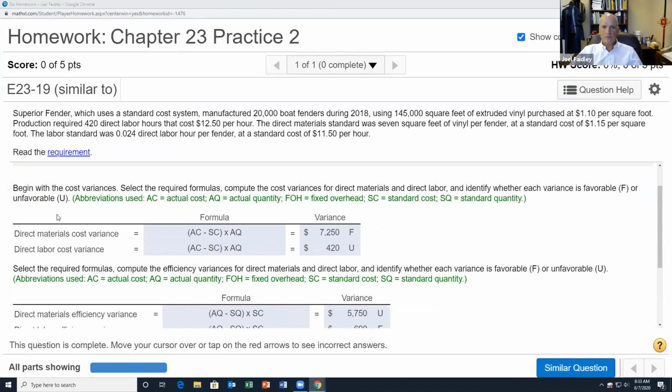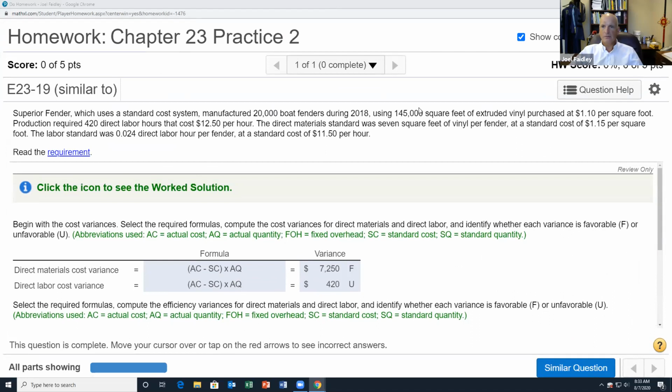So what you're doing here is, these are boat fenders. Talking about 20,000 boat fenders using 145,000 square feet of vinyl, purchased at $1.10 per square foot. Whenever you do a problem like this, you need to pull out the material as one section and the labor as a separate section, because it's like a complete problem of what you would see in business. So 145,000 square feet, $1.10 per square foot, there's your material. And then your labor is 420 hours, $12.50, a lot of stuff going on here. So that's why you need to separate into 2 sections.